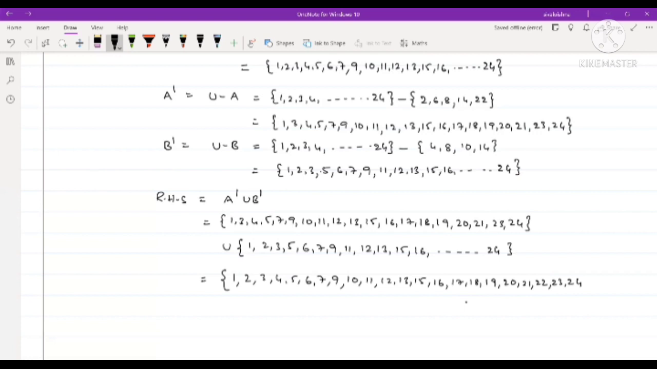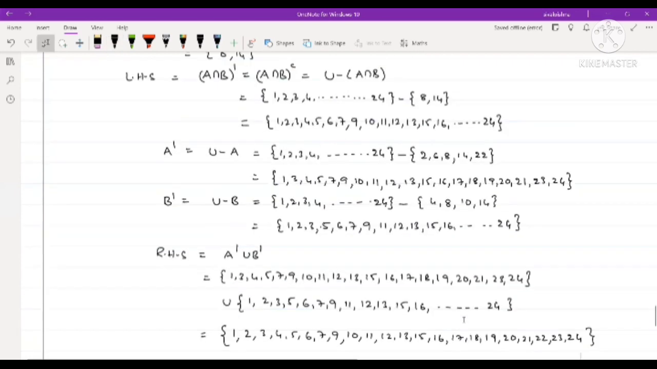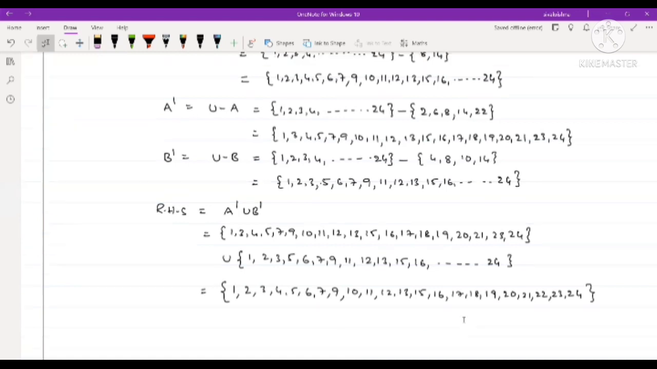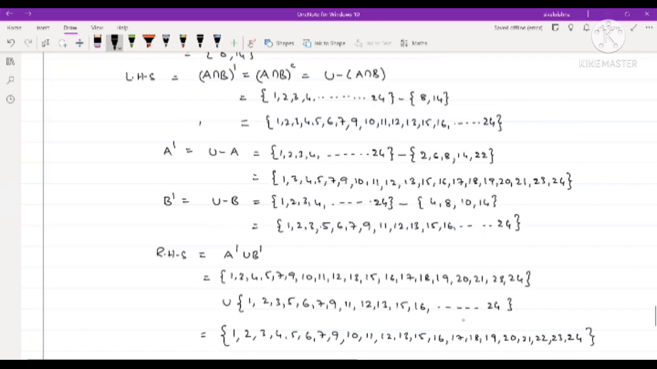Okay, so these are the elements in A' union B'. So now coming to the LHS value. In LHS also we are having 1, 2, 3, 4, 5, 6, 7, 9, 10, 11, 12, 13, 15, 16, up to 24. So this is the value of LHS.